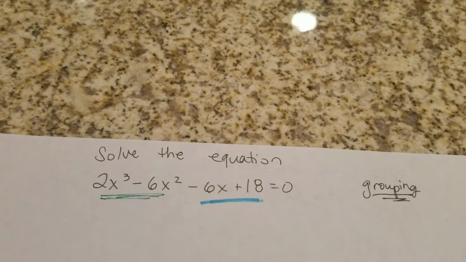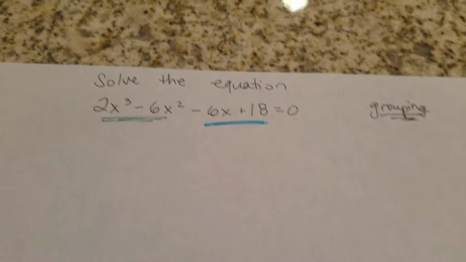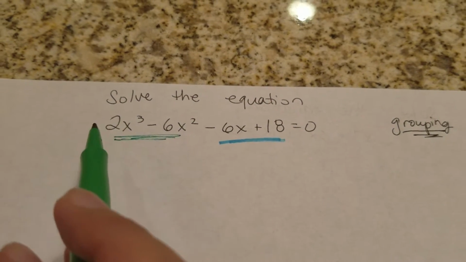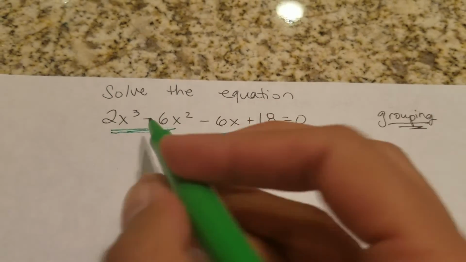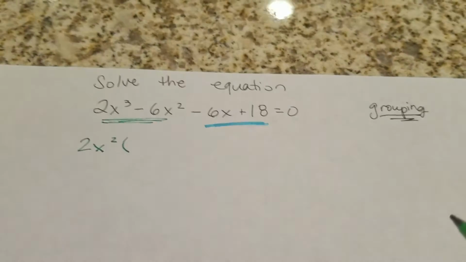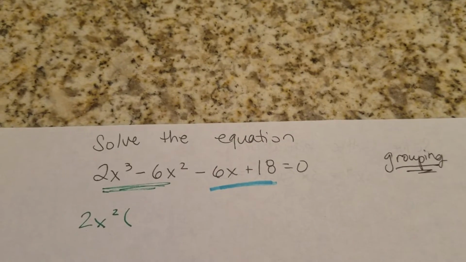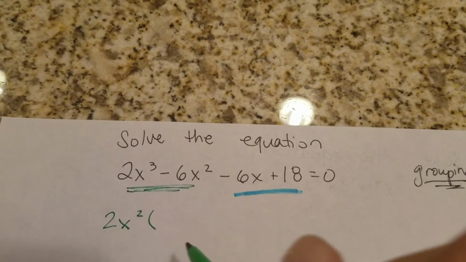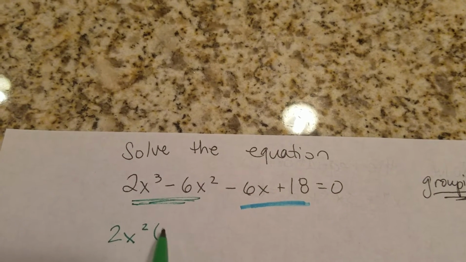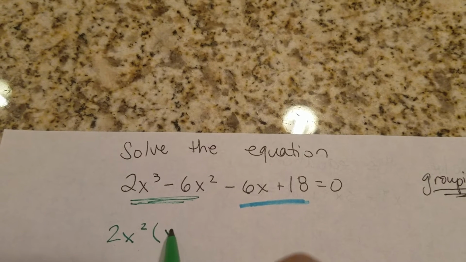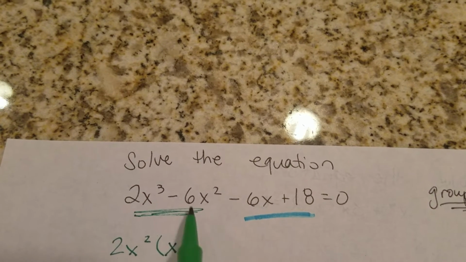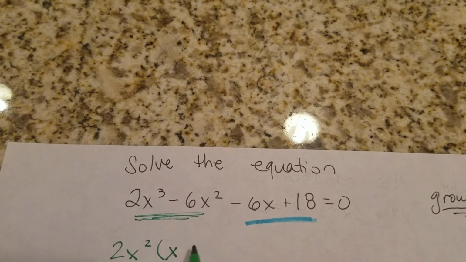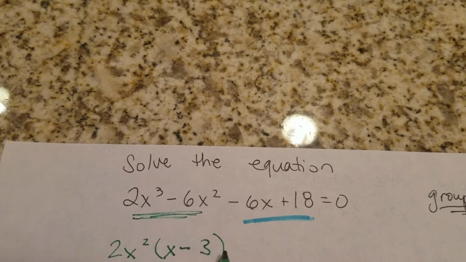So for my green, what's in common? Well, they both have a factor of 2, and they both have x squared. So let me factor out the 2x squared. And then what does that leave me with? 2x squared times what is 2x to the third? Times x. 2x squared times what is negative 6x squared? Minus 3.